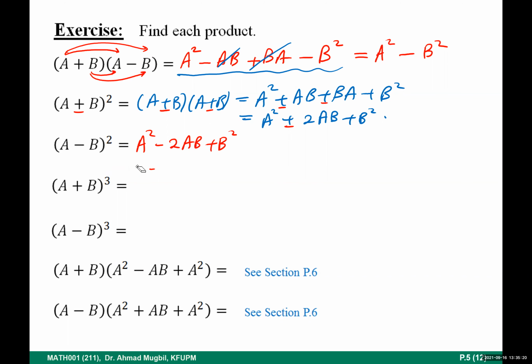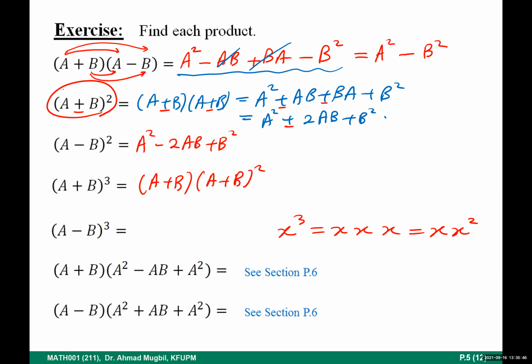Now, how to find this? (a plus b) all to the power 3. And we will come back after that to the recitation question that we had. So now how to do that, ya shabab? You know that x cubed is x times x times x, which can be written as x times x squared. So now I will write this as (a plus b) times (a plus b) all squared. I already have it and I already proved it.